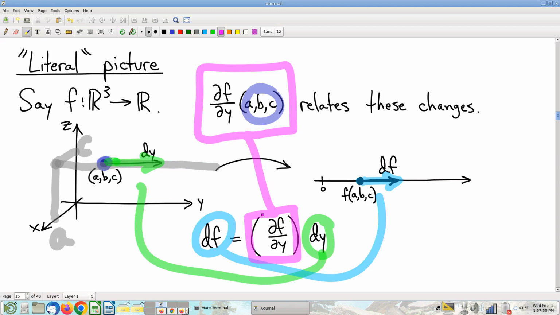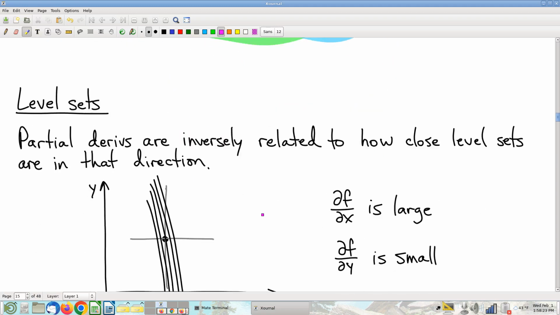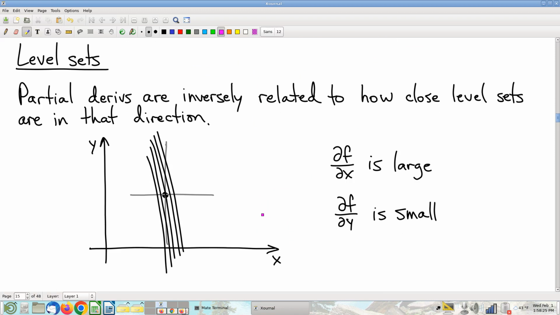So can I point to the partial derivative in this picture? Not really. It's not exactly over here or over here, but it's a relationship. It's this multiplicative factor that I multiply by that to get this. So it's a relationship between things that I can see. How we doing? Everybody happy? Okay. All right, what if we're looking at level sets?